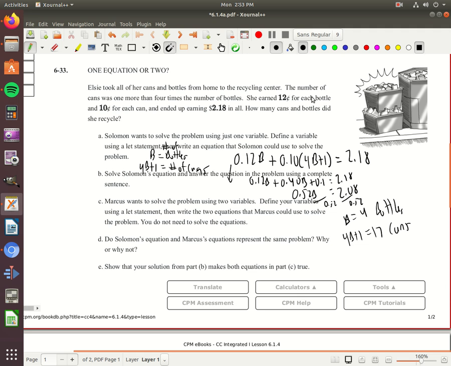And again, we can check our answers. We know that a bottle is worth 12 cents, so that would be 48 cents. We know the can is worth 10 cents, that would be $1.70. And if we add that up, we get our 2.18.